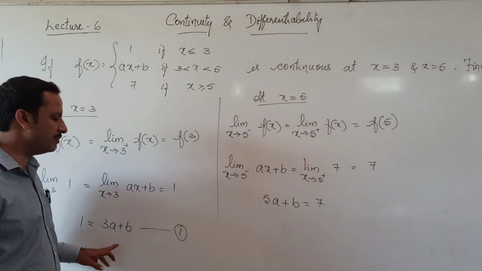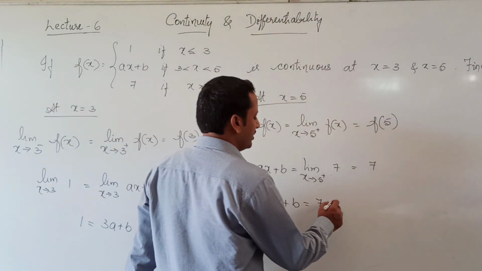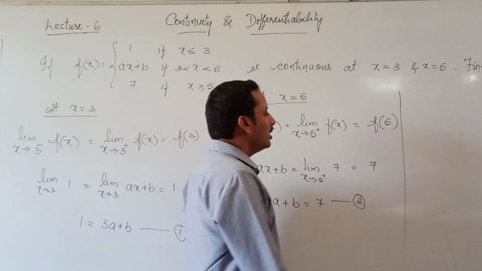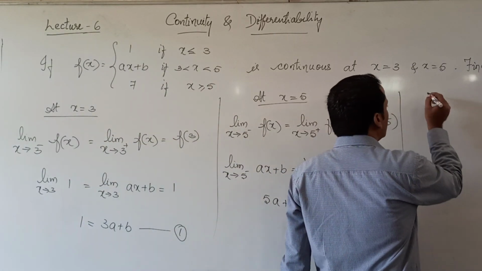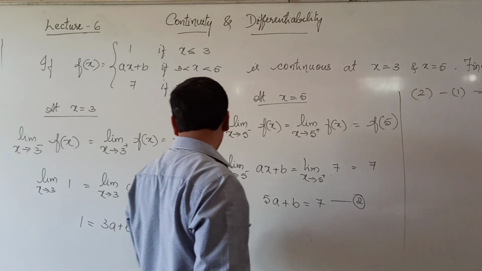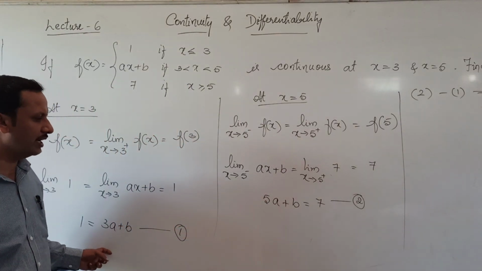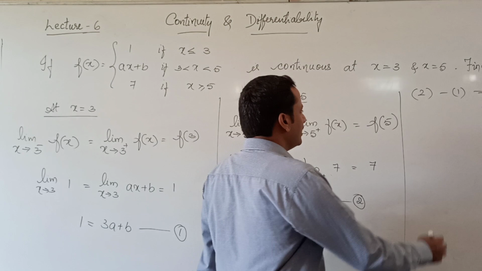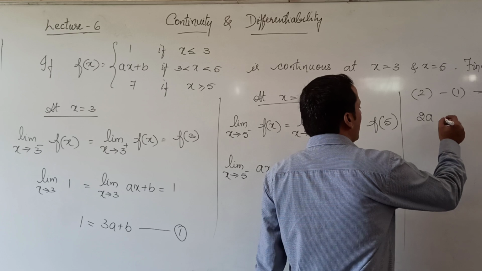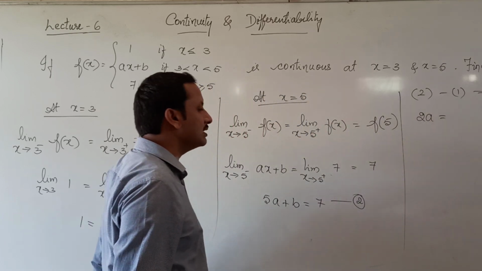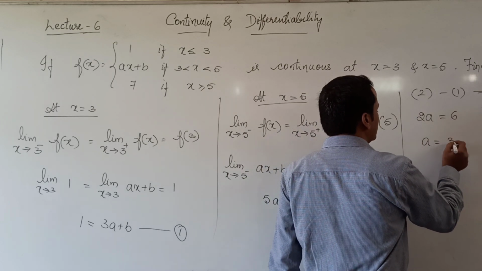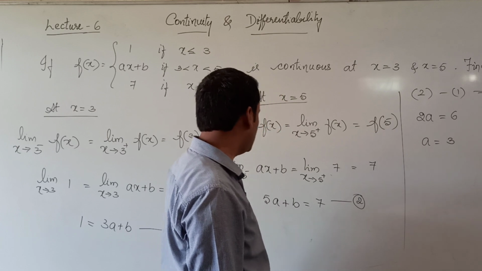Here we have 3a plus b equal to 1. Here we have 5a plus b is equal to 7. I write this as equation 2. Now I go for equation 2 minus equation 1. So let us subtract this. Equation 2 minus equation 1. I do 5a minus 3a, that will give you 2a. B minus b, that b gets cancelled. On RHS we have 7 minus 1, which is equal to 6. 2a is equal to 6. Therefore a is equal to 3.